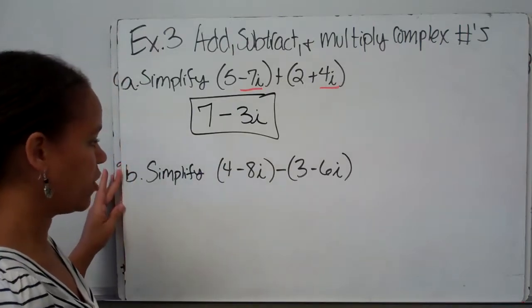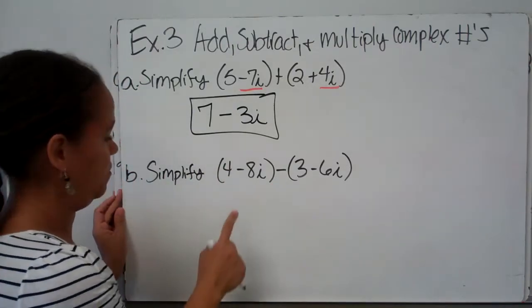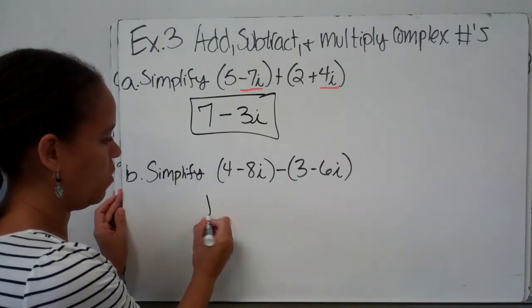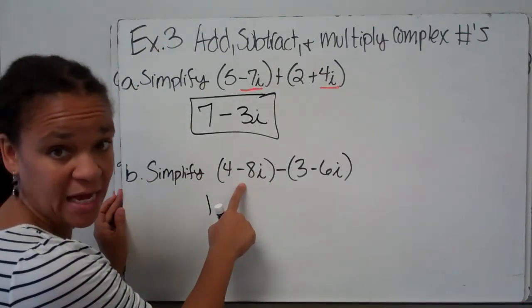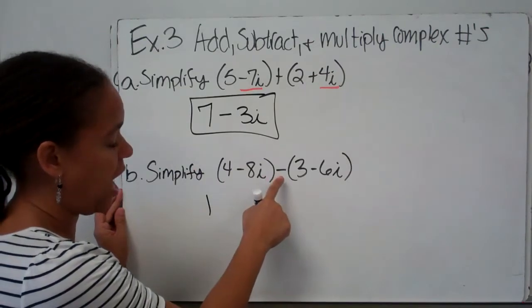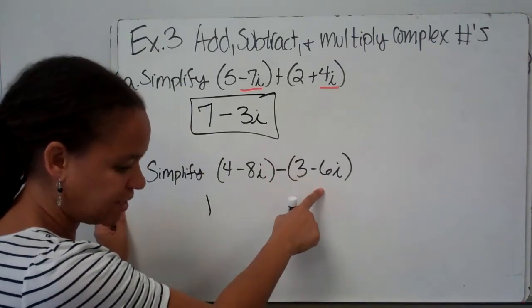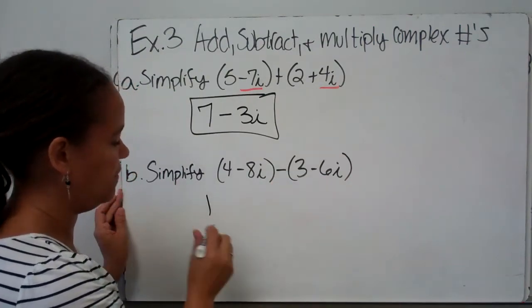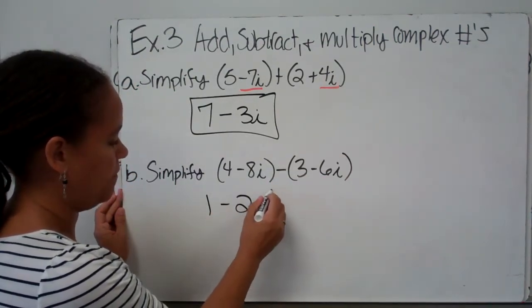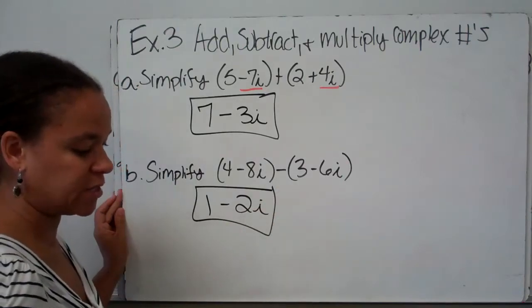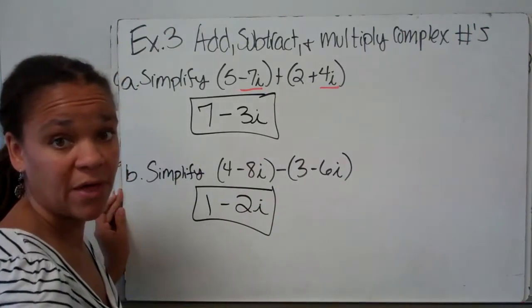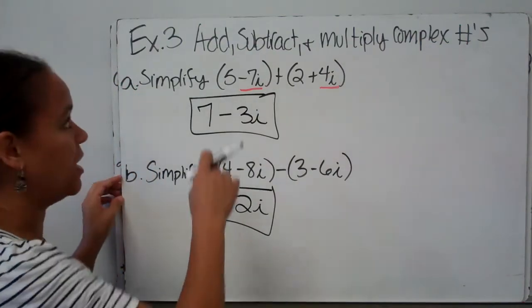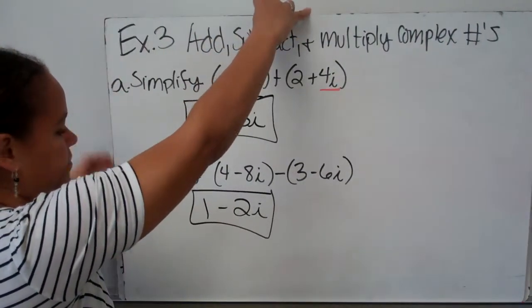Real, real, imaginary, imaginary. Same thing with subtracting. So we would take 4 minus 3, the real part, which would be 1. Negative 8, and be careful because it's negative 8i minus negative 6. So you have to have negative 8 plus 6 because of the double negative. So that would be minus 2i. And this will be our final answer. So as long as you remember that it's real with real, imaginary with imaginary, the same rules apply.